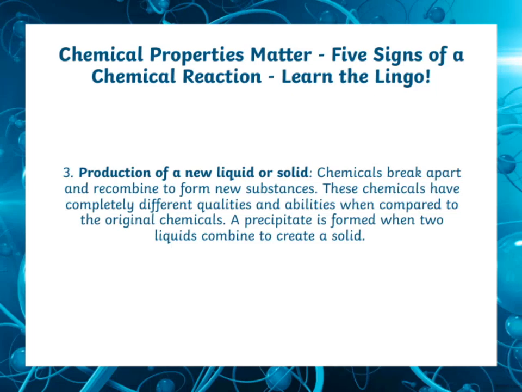Now, let's talk about what happens when new substances are formed. Chemicals break apart and then recombine, creating something entirely different from the originals. This change isn't just in appearance, it's in their very nature and abilities. One clear sign is when two liquids mix, and suddenly a solid appears. We call that solid a precipitate. Understanding these changes helps us recognize chemical reactions in action.